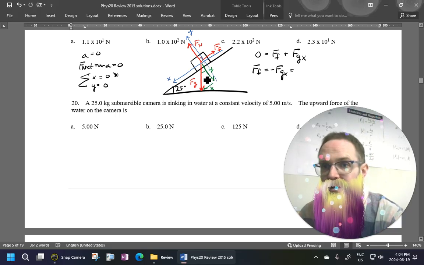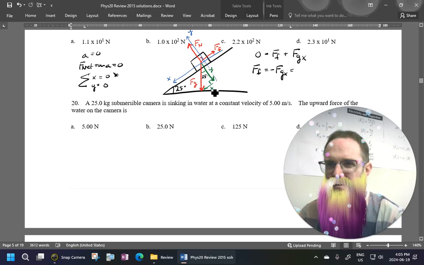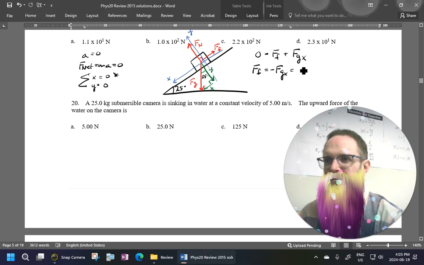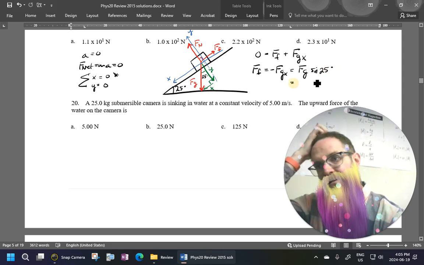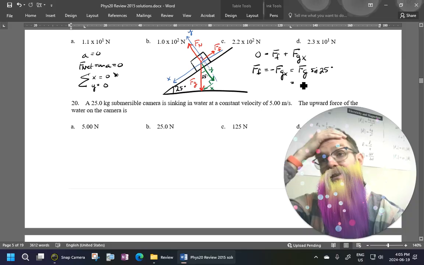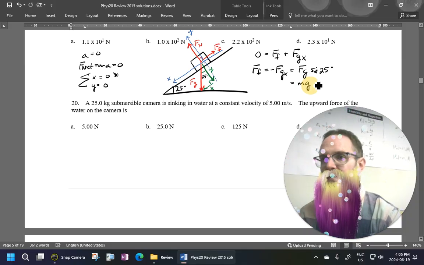Let's see, we got 25 here. All right, got 25 degrees. That's the opposite of this angle. So that's like the sine value. So it's FG sine 25 degrees. Okay, so FG is just mass times gravity. So we got the mass. I could just write that out. Mass times gravity times sine 25. I don't have to write it out. I just punch in my calculator.